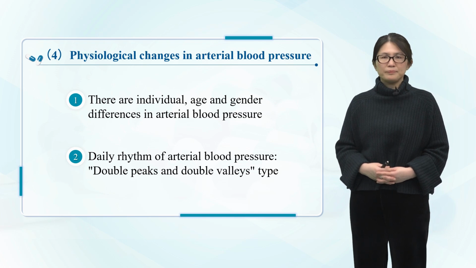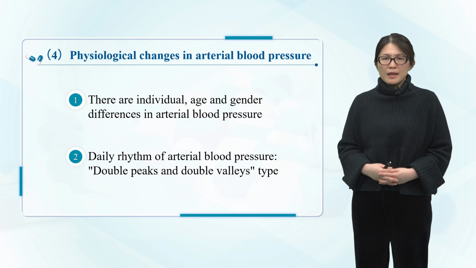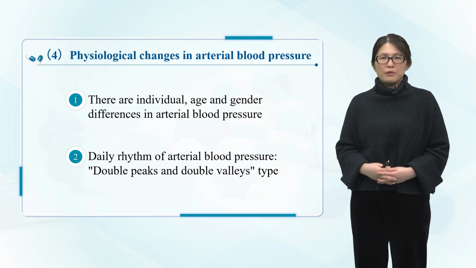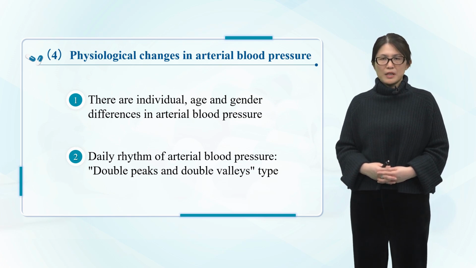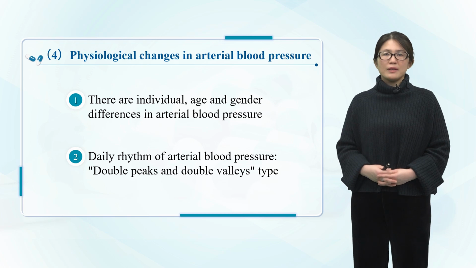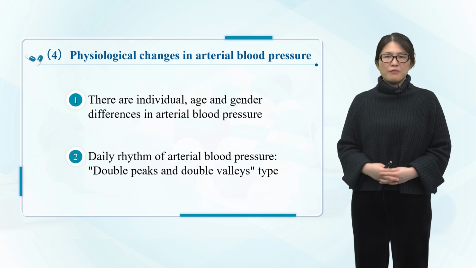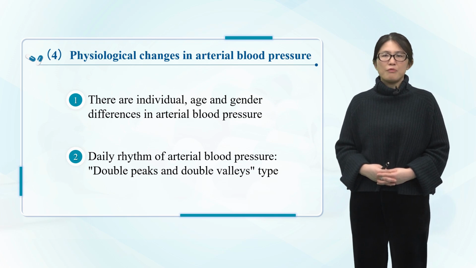In addition, the blood pressure of normal people also has a daily rhythm of circadian fluctuations. Most people's blood pressure is lowest at 2 to 3 in the morning, and there is a peak at 6 to 10 in the morning and 4 to 8 in the afternoon. It shows a slow downward trend from 8 in the evening, showing a phenomenon of double peaks and double valleys.